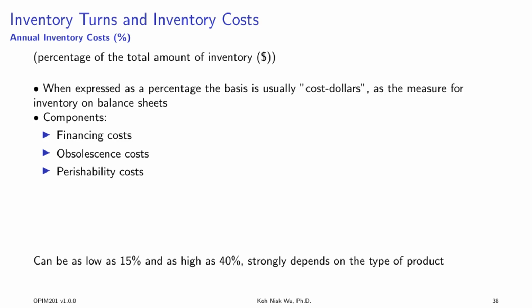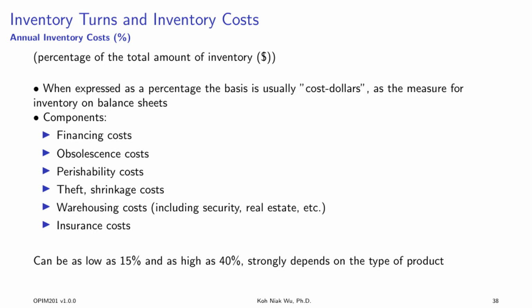Several factors contribute to inventory costs. Financing costs. These are the costs associated with borrowing money to purchase inventory. Obsolescence costs. This refers to losses from items that become outdated or unsellable. Perishability costs. These costs arise from products that have a limited shelf life. Theft and shrinkage costs. This includes losses from theft or damage to inventory. Warehousing costs. These costs cover storage, security, and real estate expenses. Insurance costs. This includes premiums paid to protect inventory against risks.